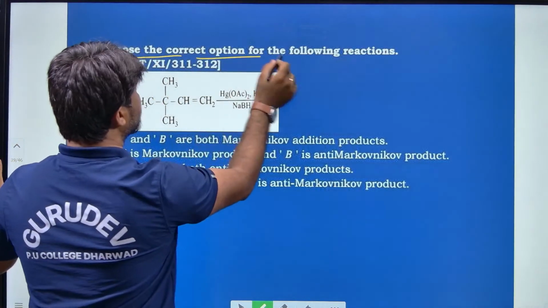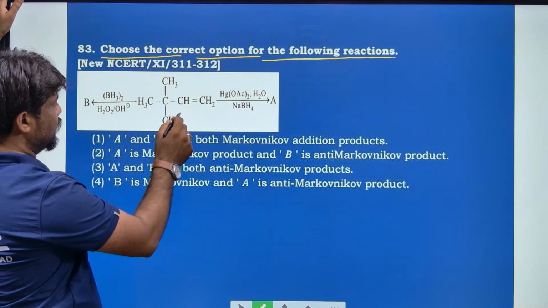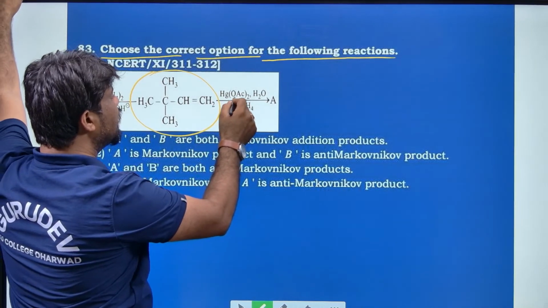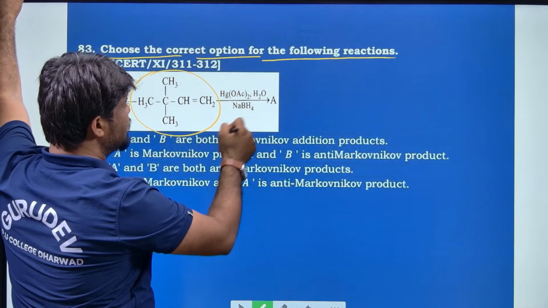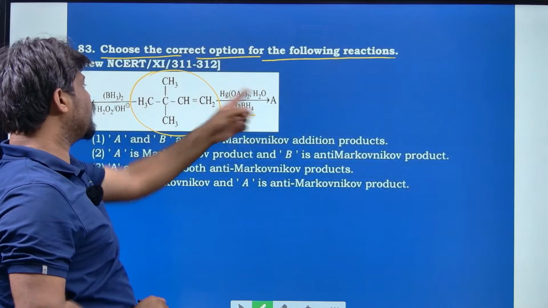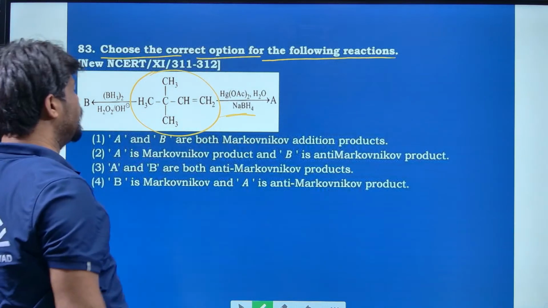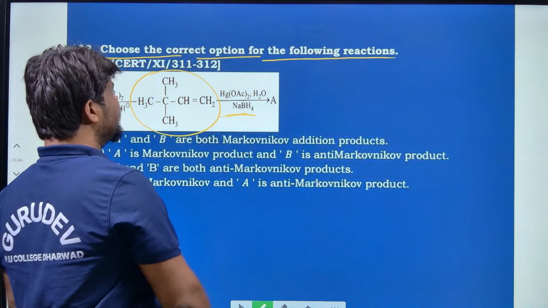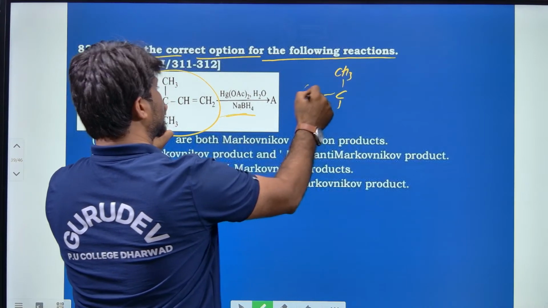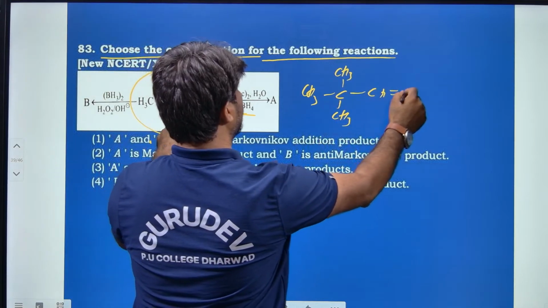Choose the correct option for the following reactions. Yes, of course, they gave the reactant molecule. When this reactant molecule is reacted with Hg(OAc)2, mercuric diacetate, in the presence of water, followed by sodium borohydride, addition of water takes place. The product I am showing here has a carbon surrounded with three methyl groups along with the CH double bond CH.